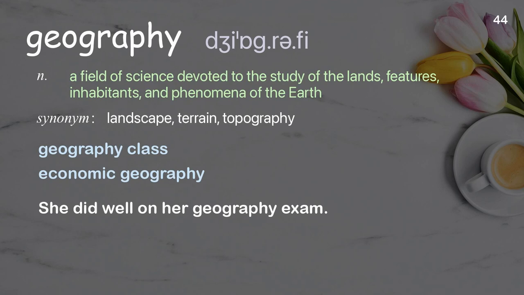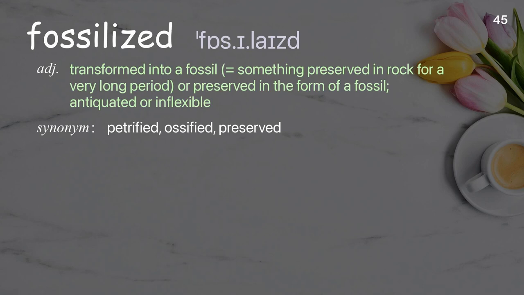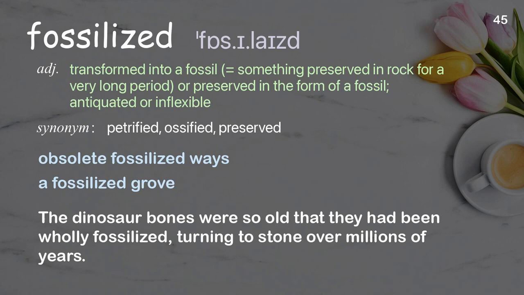Fossilized. Transformed into a fossil, meaning something preserved in rock for a very long period, or preserved in the form of a fossil; antiquated or inflexible. Examples: obsolete fossilized ways, a fossilized grove. The dinosaur bones were so old that they had been wholly fossilized, turning to stone over millions of years.